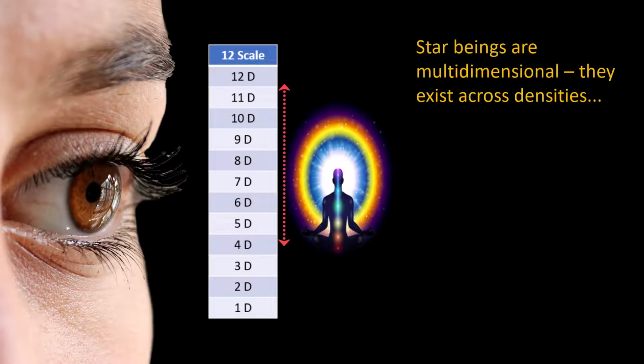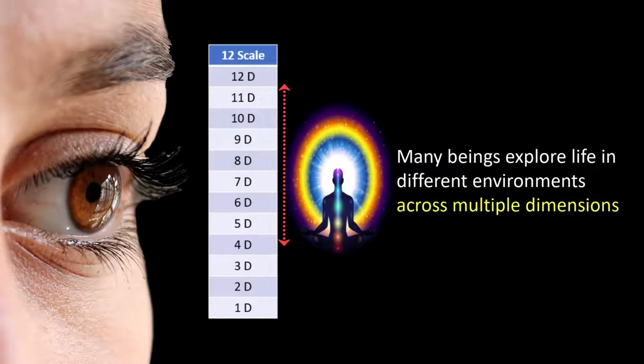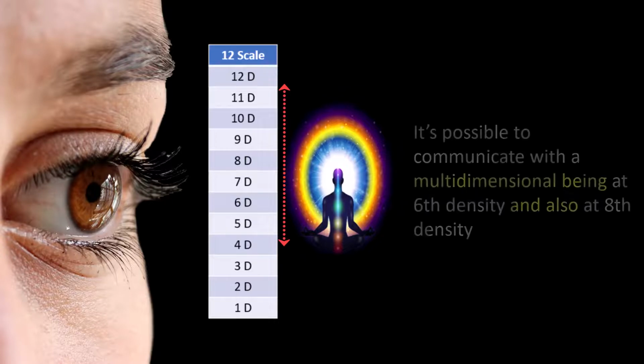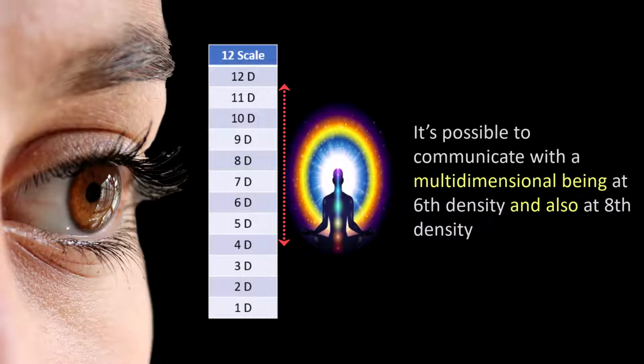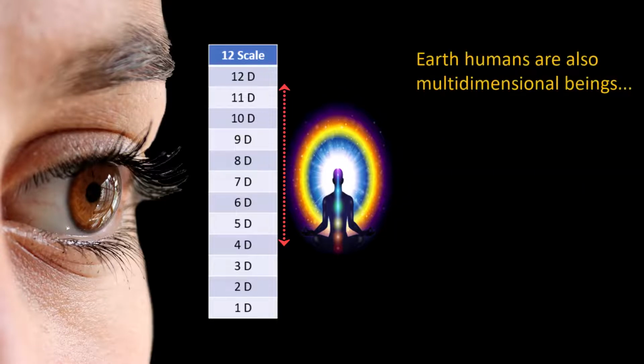Star beings are multidimensional. They exist across densities. Many beings explore life in different environments across multiple dimensions. It's possible to communicate with a multidimensional being at 6th density and also at 8th density. 3rd density beings having a 3-dimensional experience are usually unaware of their multidimensional nature. Earth humans are also multidimensional beings.